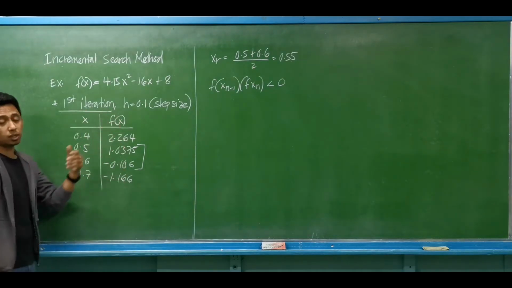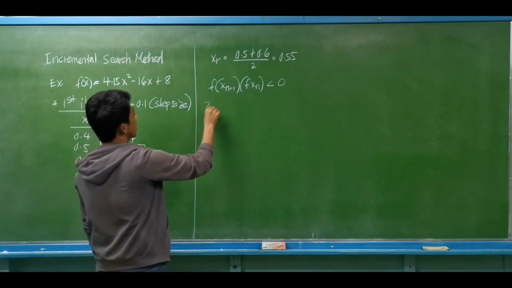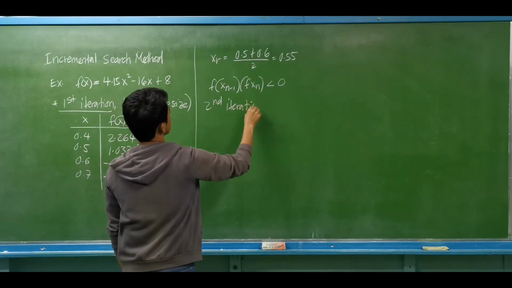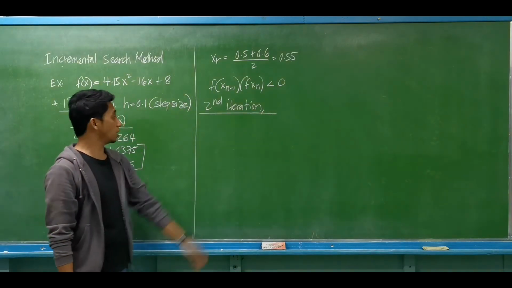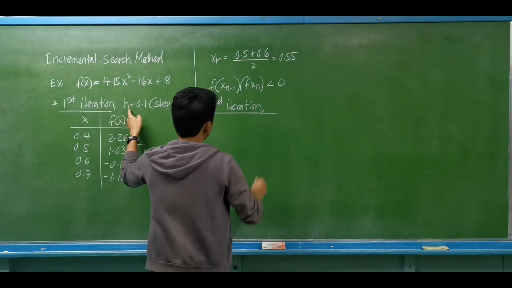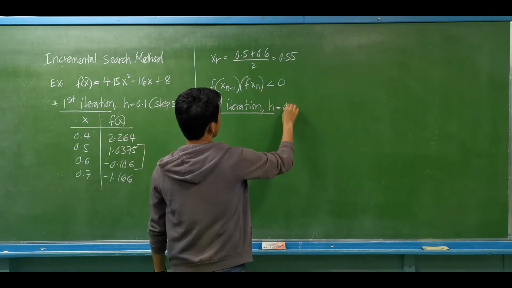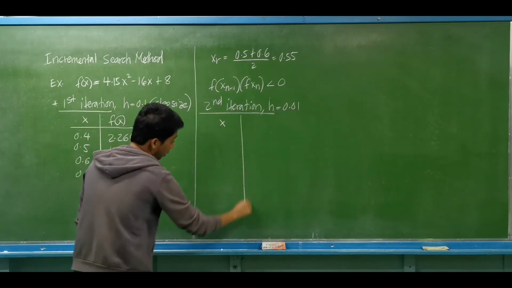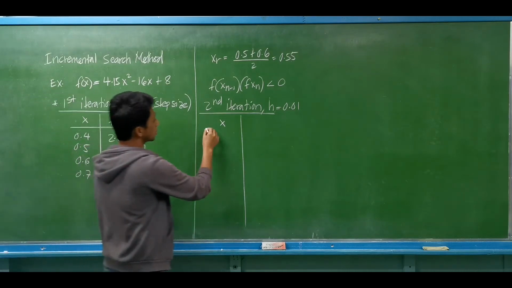To increase the accuracy, we may do another iteration. For the second iteration, all we have to do is decrease the value of the step. H will now be equal to 0.01. We now use our new range, from 0.5 to 0.6.